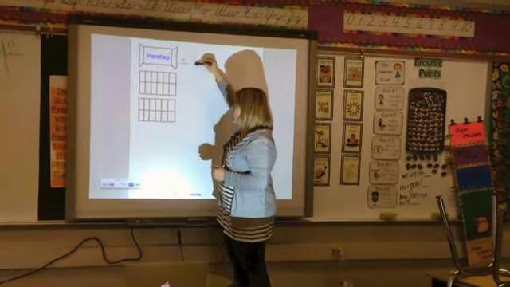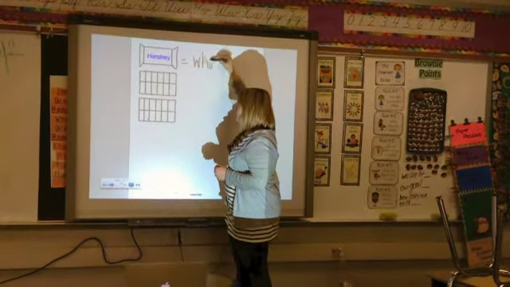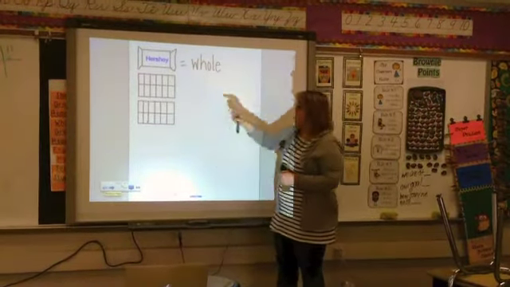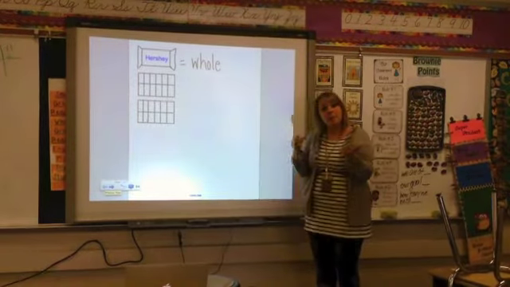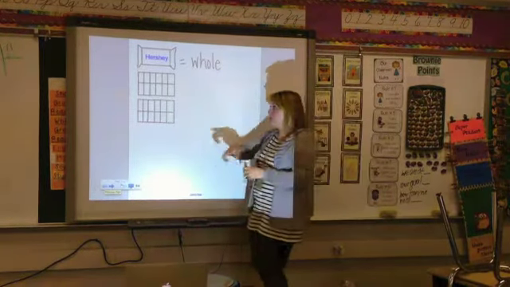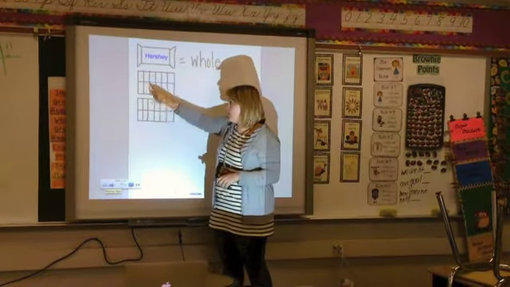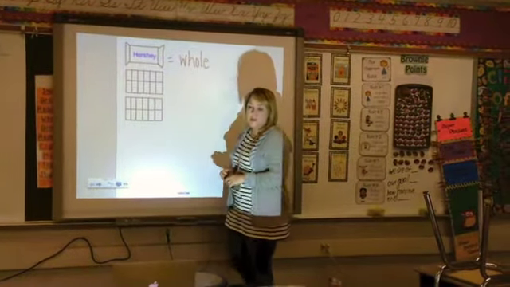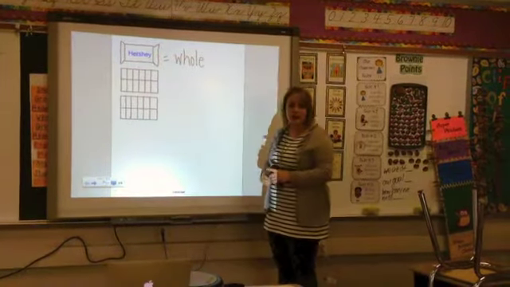Okay, so our characters had one whole Hershey's bar. This was their whole. They had one whole bar to share. Then, when they opened it up, they realized that there was 12 total pieces. 1, 2, 3, 4, 5, 6, 7, 8, 9, 10, 11, 12. There are 12 total pieces in their chocolate bar.